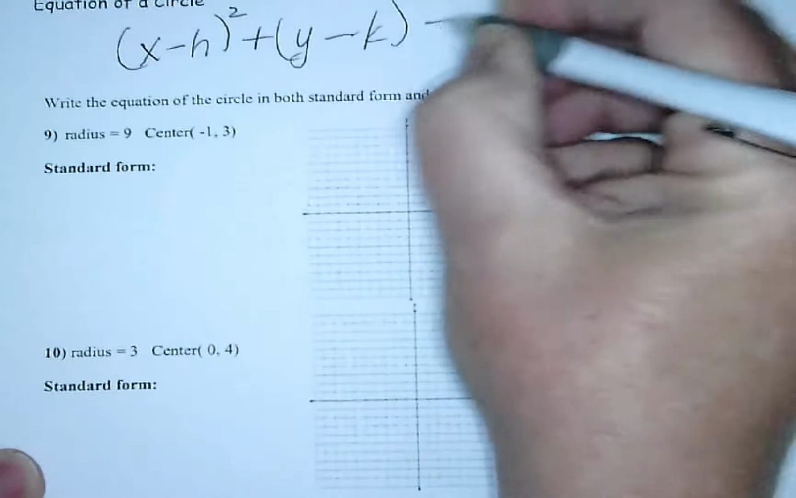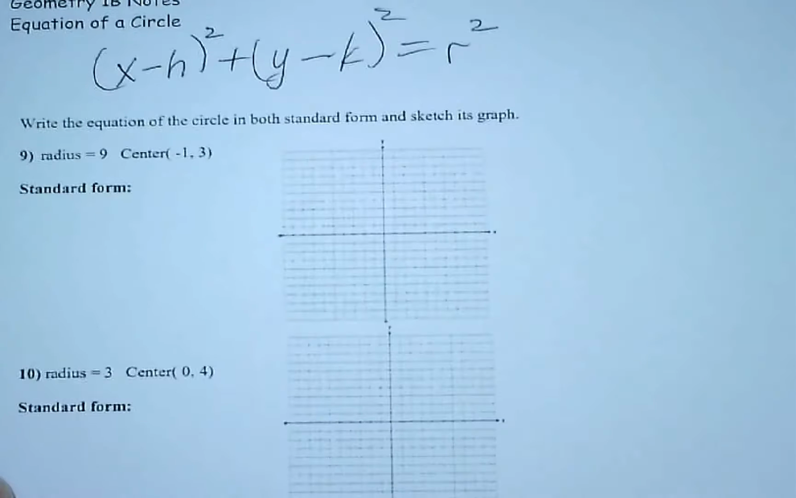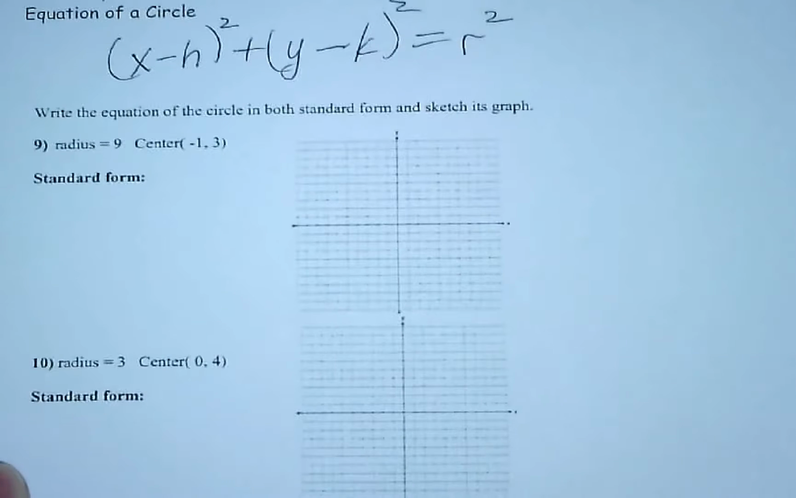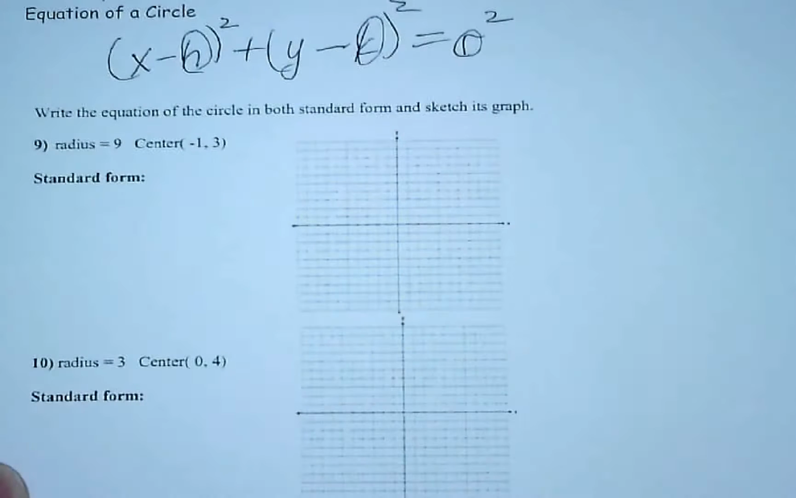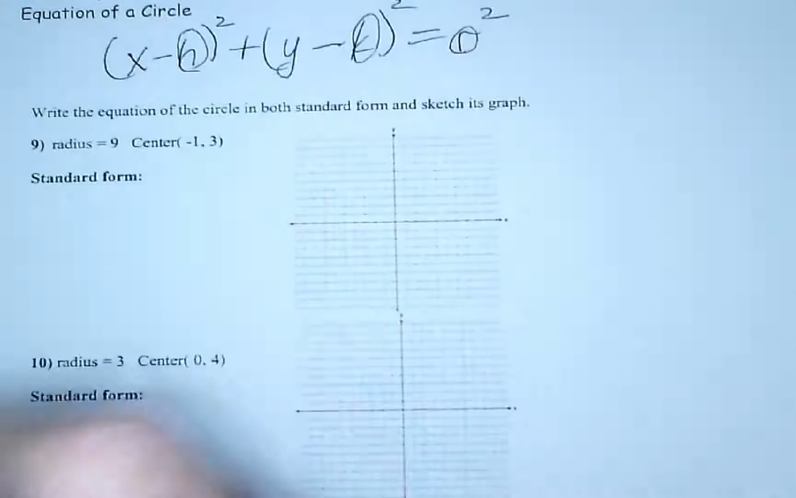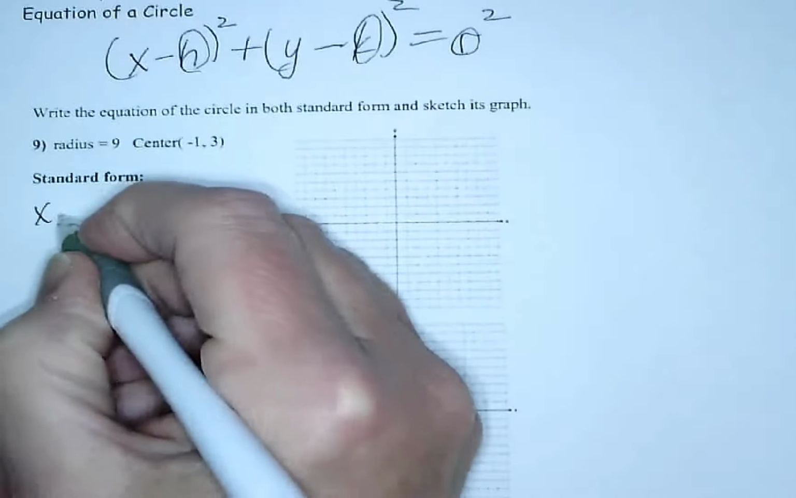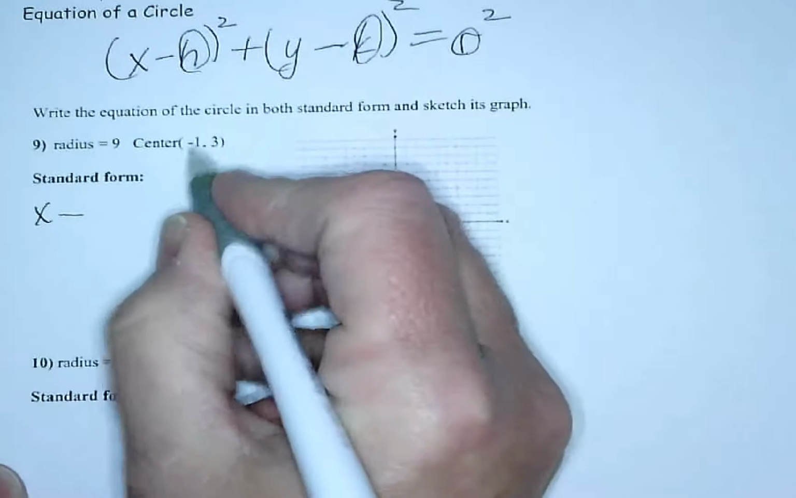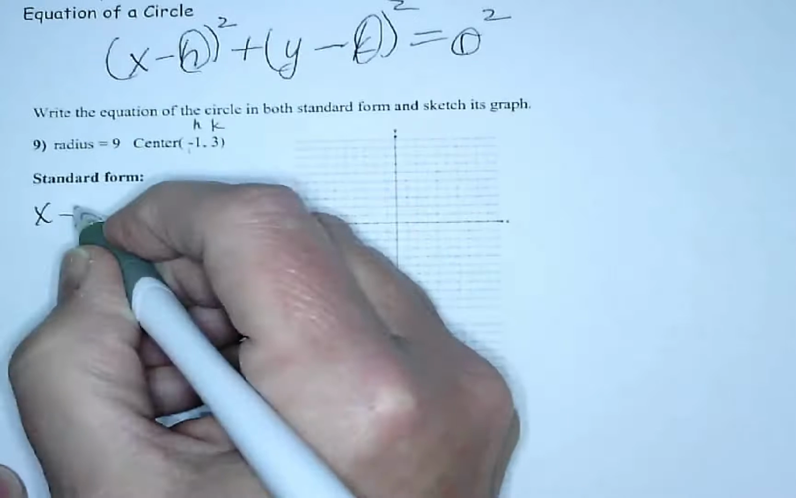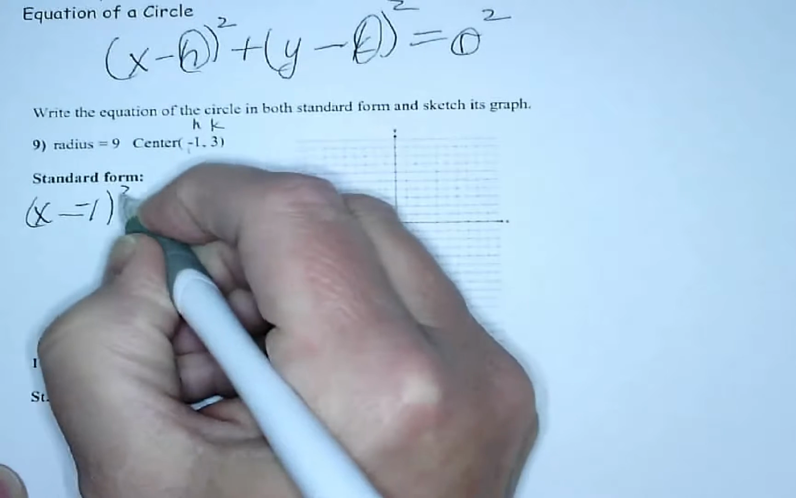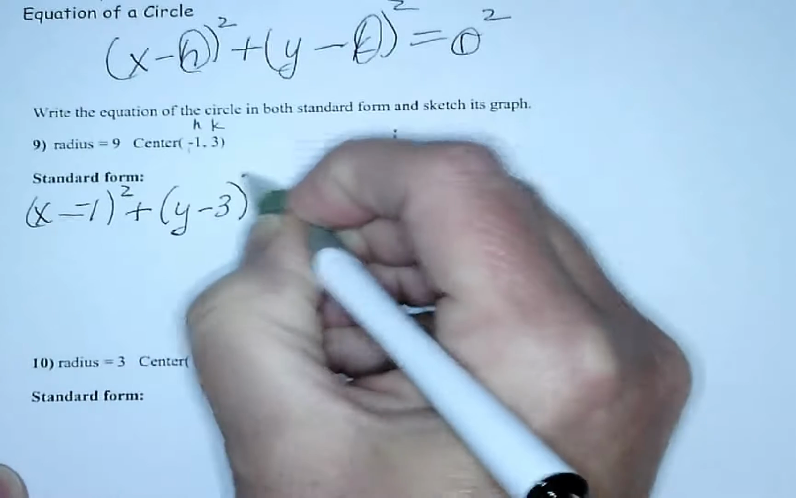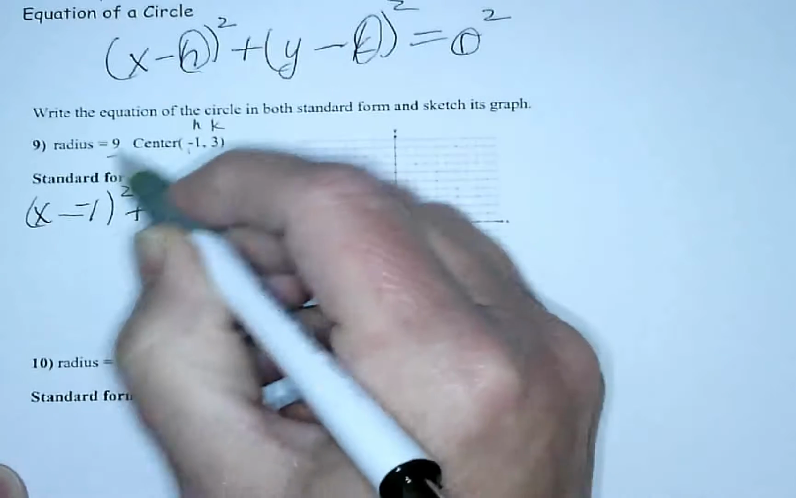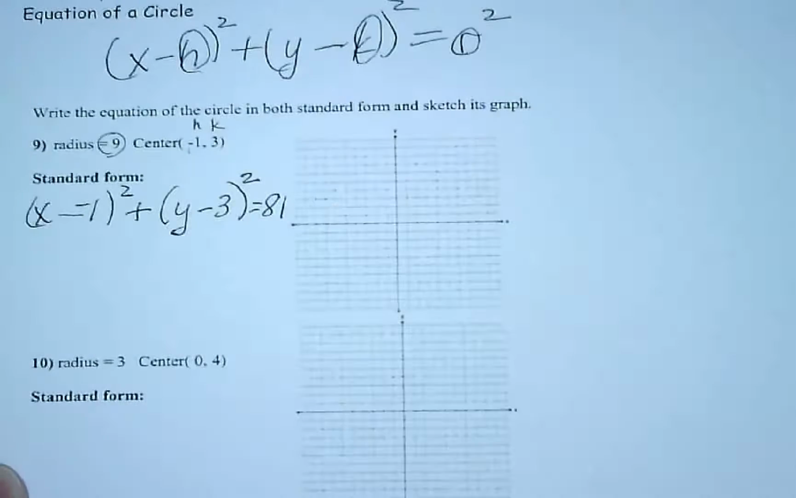minus k) squared equals r squared. If you just want to look back on your first sheet, you can sure do that. That's the equation, so we're just going to fill in the h and the k and the r. Everything else is going to just stay there. So our standard form for this circle would be x minus, okay, this is h and this is k, so x minus negative 1, squared, plus y minus 3, squared, equals radius squared.